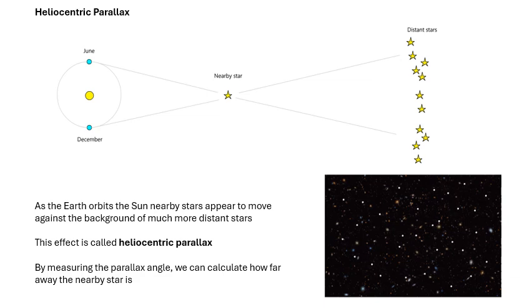As the Earth orbits the Sun, nearby stars appear to move against the background of much more distant stars, and this effect is called heliocentric parallax because the Sun is in the middle. If you measure the parallax angle, you can work out how far away the star is. So the closer the star is to us, the bigger the parallax angle. We are talking very, very small angles here, by the way. This diagram is obviously not to scale.